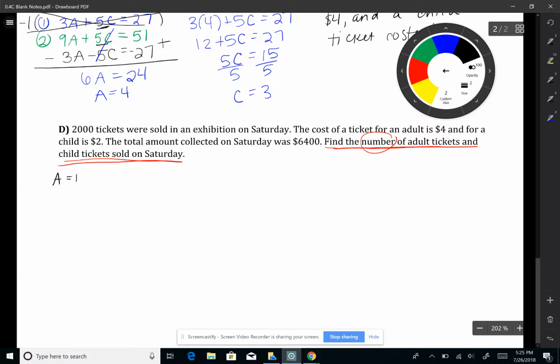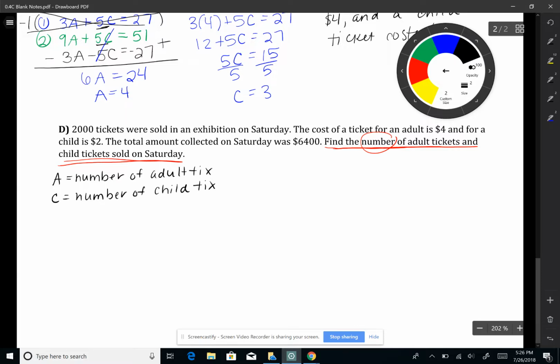A equals the number of adult tickets. I'm going to write ticks. That's cool. C equals the number of child tickets.